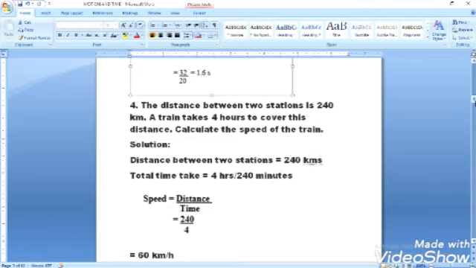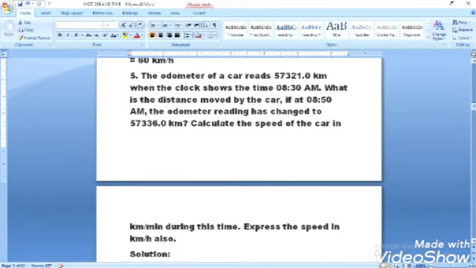In this chapter, there are so many problems. Okay, fourth one, the distance between two stations is 240 km. A train takes 4 hours to cover this distance. Calculate the speed of the train. It's very simple. Here the given distance between two stations is 240 km. The total time taken is 4 hours. So speed is equal to distance by time, 240 divided by 4. So 60 km per hour is the speed. What is the unit of speed? Kilometer per hour.